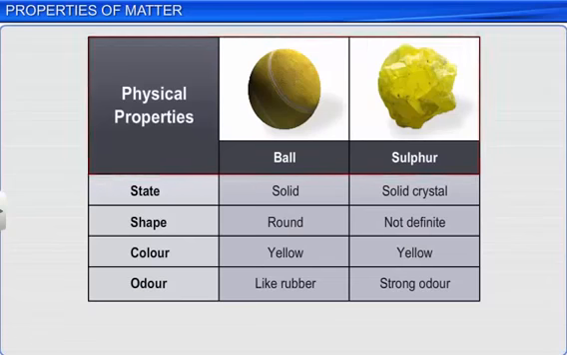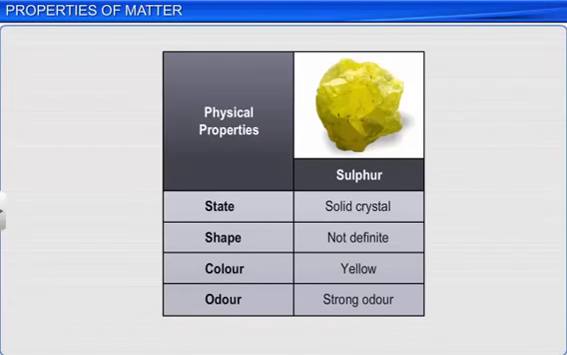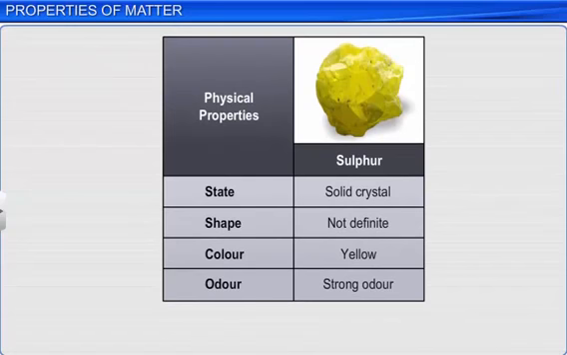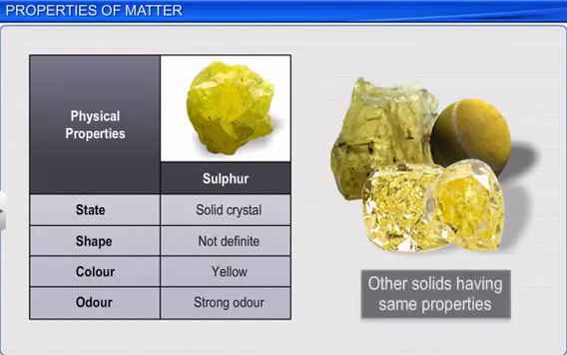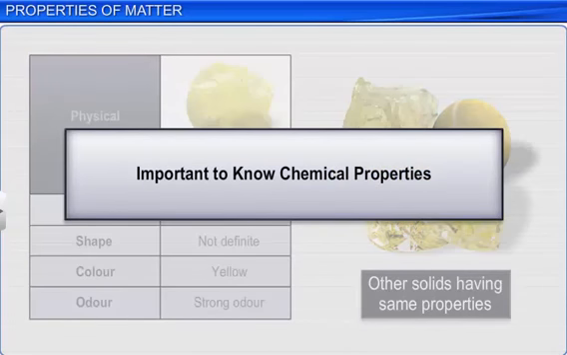Physical properties help us describe a substance. However, the description is not sufficient to identify a substance. For example, saying that sulfur is something that is yellow and solid and has a strong odor is not enough, because there can be many solids that may have the same properties, including our yellow rubber ball. Hence, it is necessary to also know the chemical properties of a substance to identify it correctly.